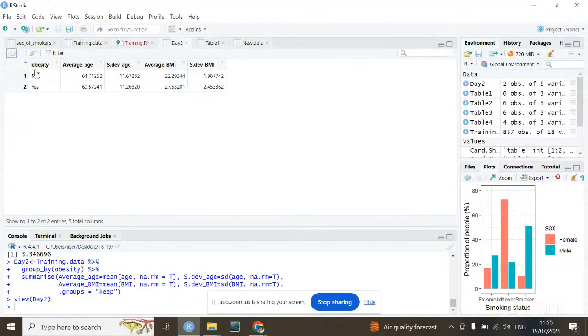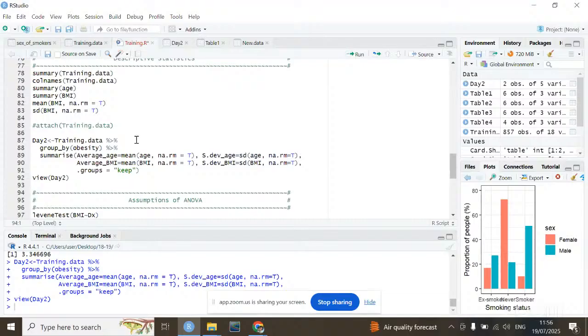Then when we run that command and check, we view our day 2. This is what we are going to have. We have the obesity status: the people who are obese and those who are not obese. The average age is 64.7. The standard deviation is 11.67. The average BMI is 22.29, and the standard deviation for BMI is 1.987 or 988.